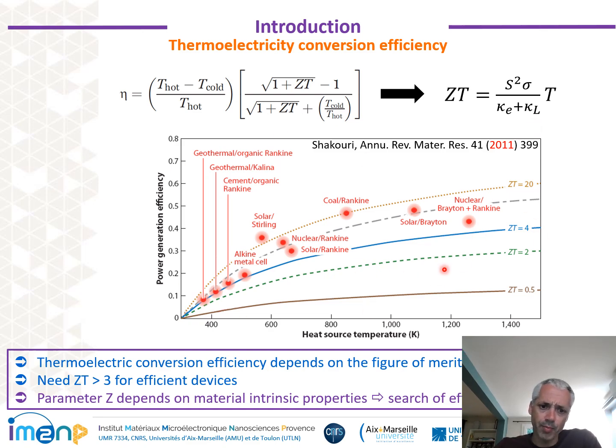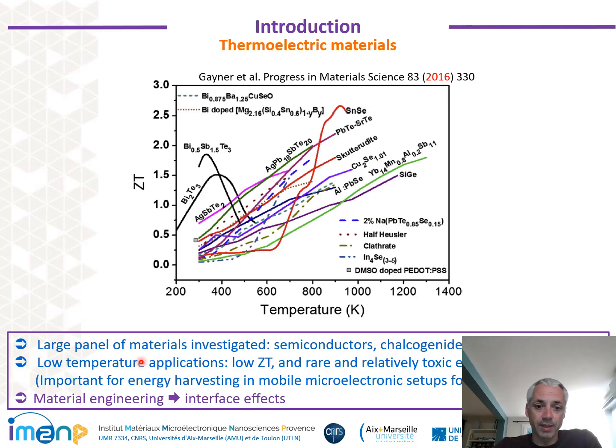So on this graphic, I present the power generation efficiency of different technologies with some conversion equivalents in ZT, and we see that in order to produce competitive thermoelectric devices, we need to obtain ZT close to 3 or higher. So we are always in search of more efficient materials, and a large panel of materials were investigated, such as semiconductors, chalcogenides, Heuslers, etc.